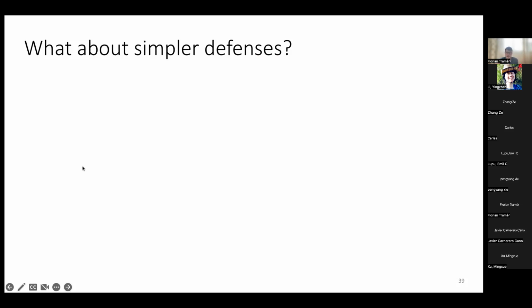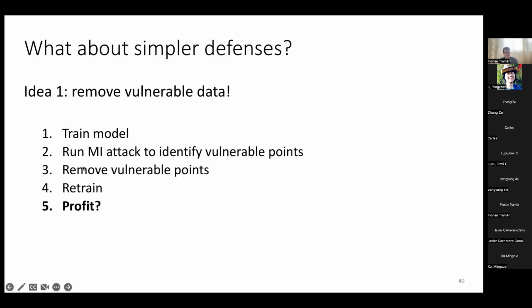The first empirical defense that we looked at is this very simple idea of just removing vulnerable data from your training set. So the way such a defense would work is you train your model, you run a membership inference attack, and you check, well, which points are actually the ones that are vulnerable, which points are your outliers that are easy to infer membership on. And then, well, just remove these points from your training set, remove all the outliers and retrain. And hopefully you'll get rid of all the privacy leakage.